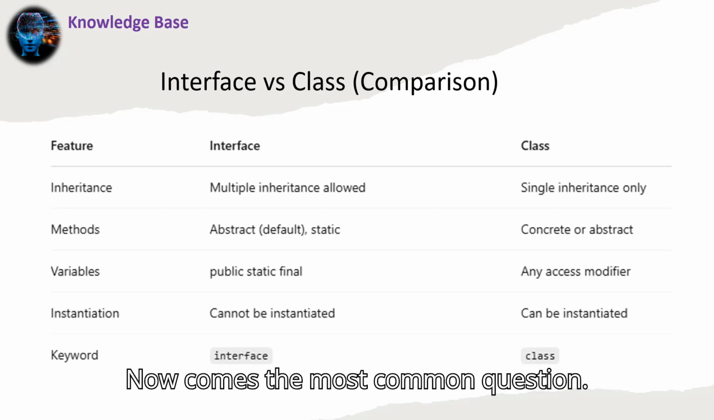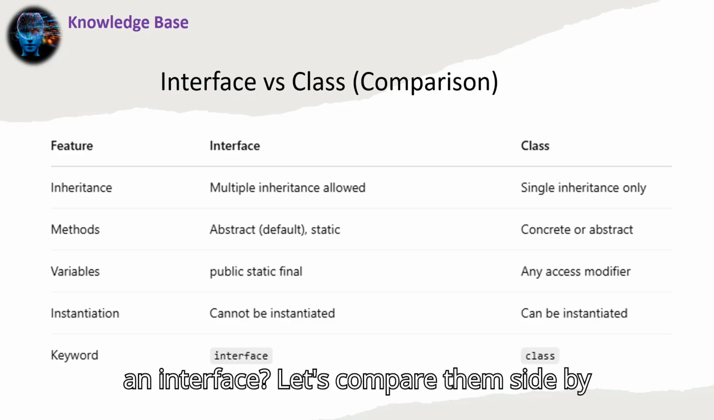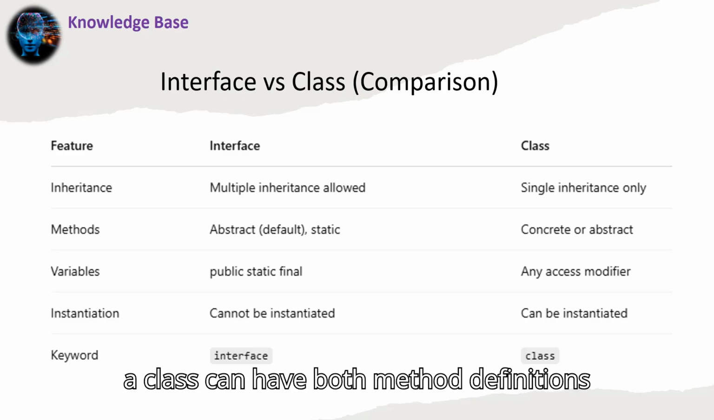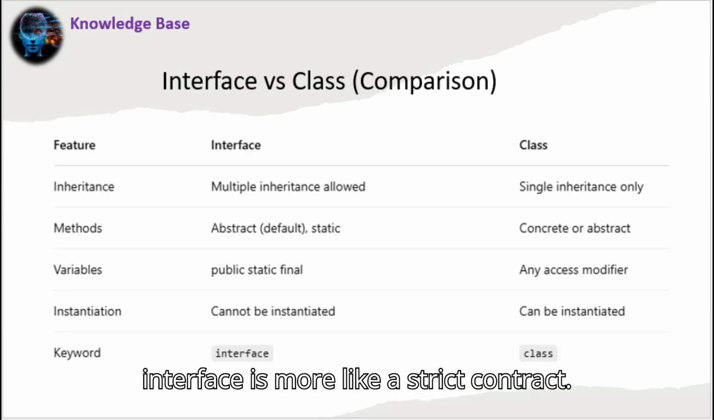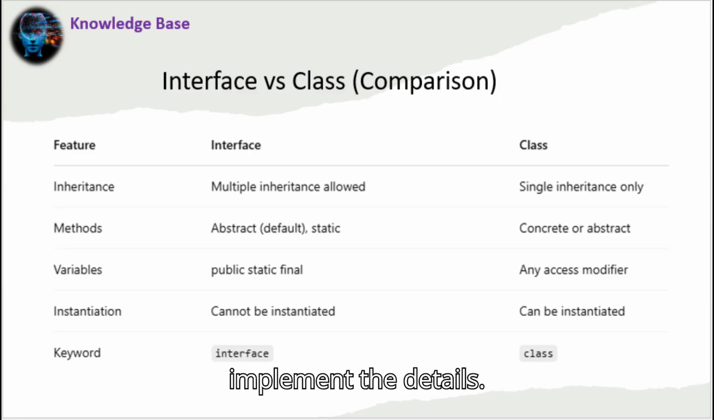Now comes the most common question. What's the difference between a class and an interface? Let's compare them side by side. The major takeaway here is, a class can have both method definitions and variables of any type. But an interface is more like a strict contract. You define the structure and let classes implement the details.